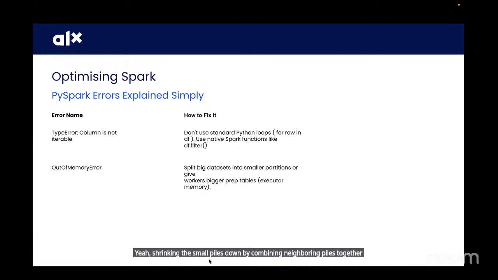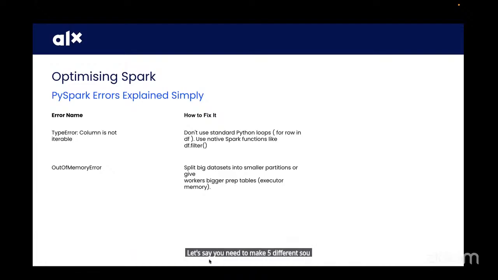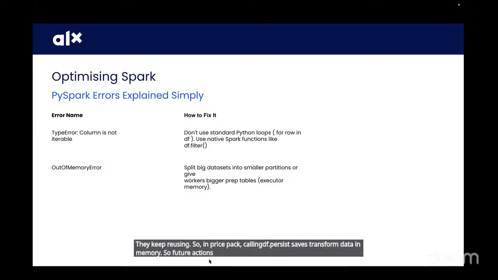And then apart from partitioning, things you can do while scaling could be caching and persistence. Let's say you need to make 5 different soups that require chicken broth. You don't boil the water from scratch 5 times. You boil a big pot once, you keep it warm on the stove, and then you keep reusing. So in PySpark, calling df.persist saves transformed data in memory. So future actions will run instantly.